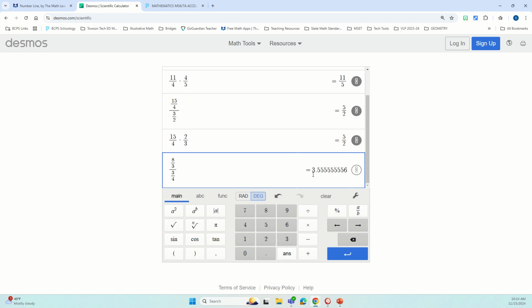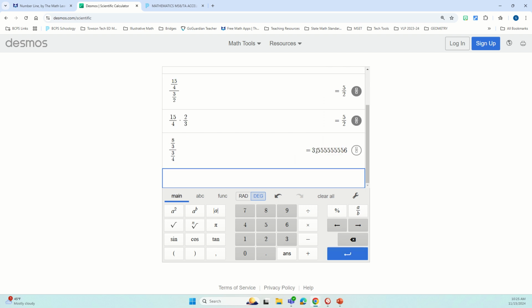Now look, I get this weird 3.555555555. It might be best to keep it as an improper fraction, 32/9. 32/9, okay? And for those students in the room who know what this repeating decimal is, and if you're not sure what it is, we can actually just copy and paste and put this in the calculator, and it'll help us with what this is.